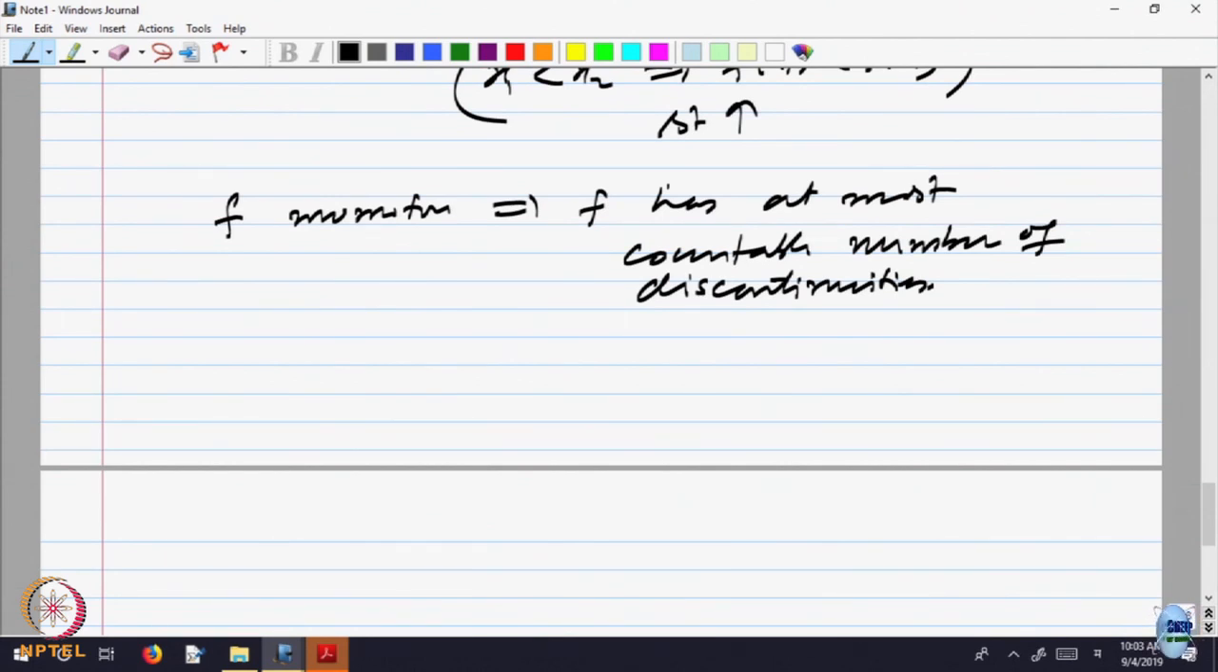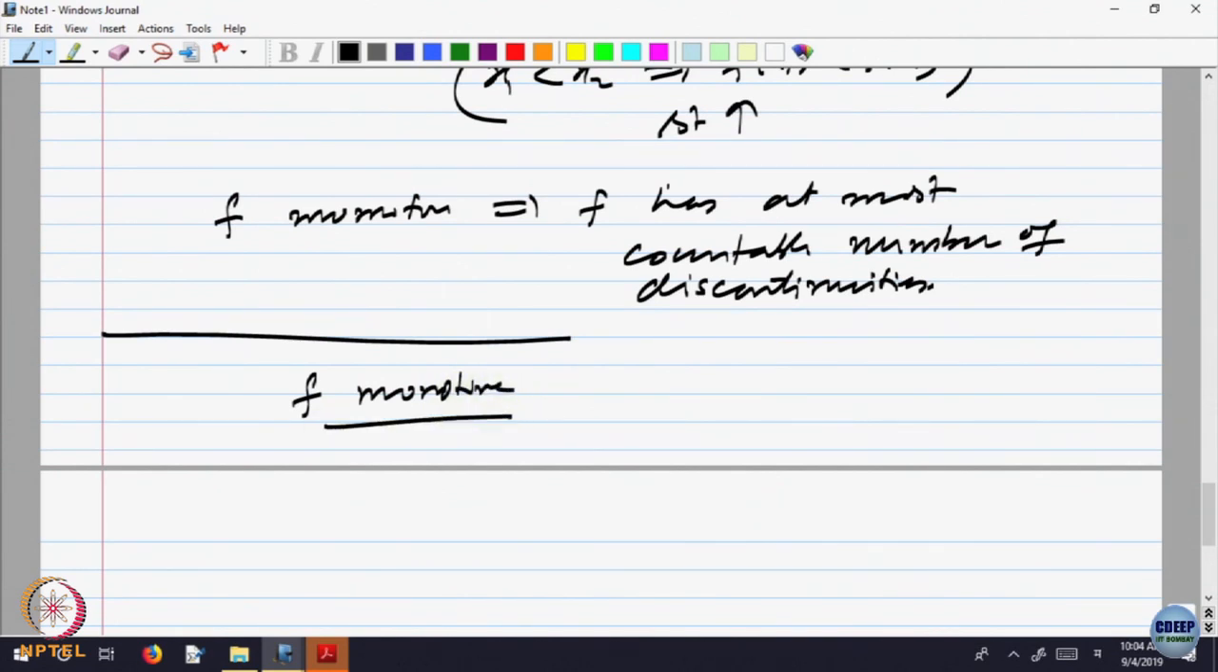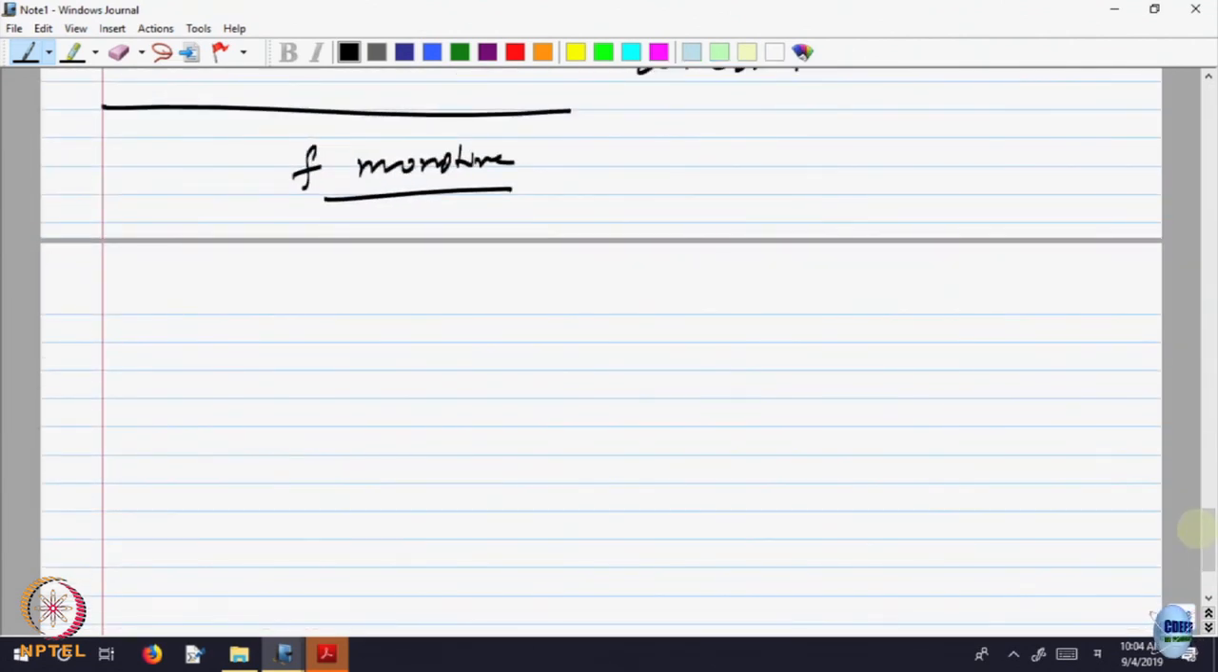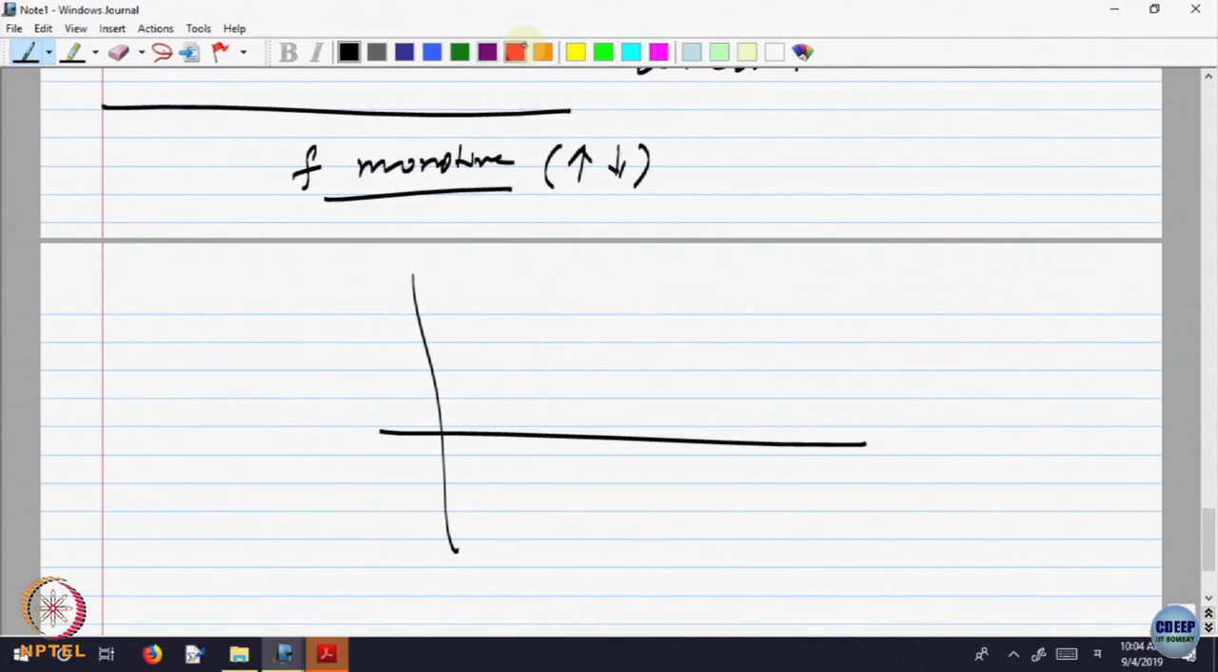Right. So, what I want to say is the following. Let us look at a monotone function f, monotone increasing or decreasing. Here, let us try to draw a picture of it. So, this is somewhere A and this is B.